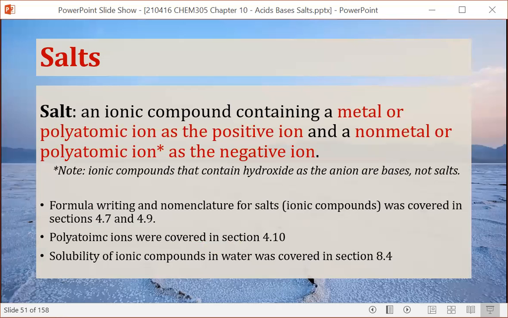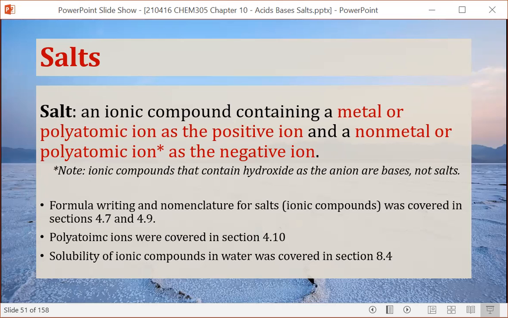So a salt is an ionic compound containing a metal or a polyatomic ion as the positive ion and a non-metal or a polyatomic ion as the negative ion. So it's pretty much any ionic compound except ones that contain hydroxide as the anion, because if an ionic compound contains hydroxide as the anion, then it's classified as a base, not as a salt.